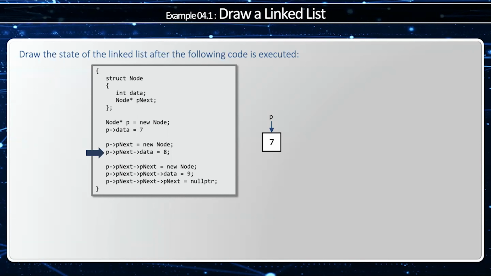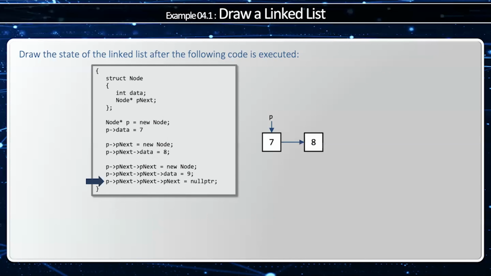Next, we want to add another node. So we're going to allocate a node to P arrow P next, and then we're going to set its data, P arrow P next arrow data, to 8. So now we have two elements. Observe how node 7 and node 8 do not have to be next to each other in memory. We only know how to get to 8 from 7 by the P next pointer.